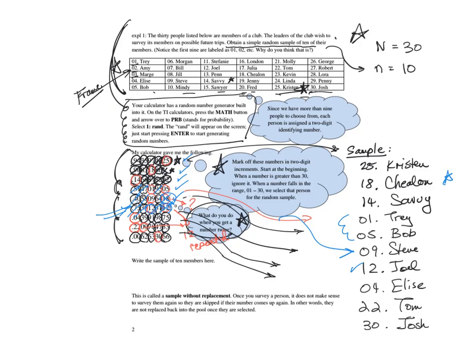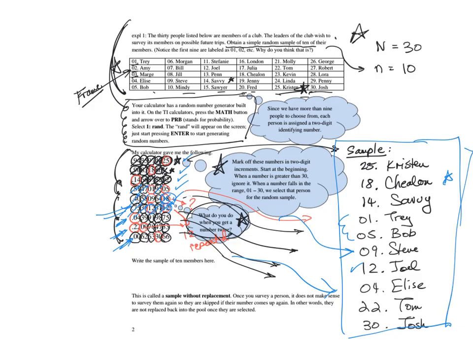Okay, and I keep going, and I ended up with 04 from that line, 22 from the second to last line, noticing how 09 was a repeat, so of course Steve doesn't get written down again, and the last line gets me 30. So they all get put in here, and I ended up with a list of 10 randomly selected people. And that's the idea, okay?